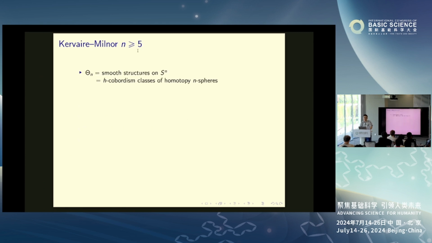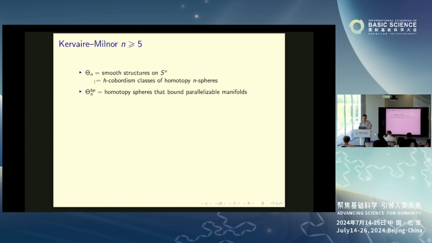So we always assume n is at least 5. So let's say Θ_n denotes the set of all the smooth structures on the n-sphere. So it turns out there is a group operation, namely the connected sum. We just cut an open disk out of both spheres, and we just put them together, you get another sphere. So by the theorem of Smale, this is the same thing as h-cobordism classes of homotopy n-spheres. So homotopy n-spheres are just the n-manifolds that are homotopy equivalent to the n-sphere. So cobordism means there's a manifold one dimension higher whose boundary is the disjoint union of these two spheres. And h here stands for homotopy, which requires the inclusion of the two boundaries to be a homotopy equivalence.